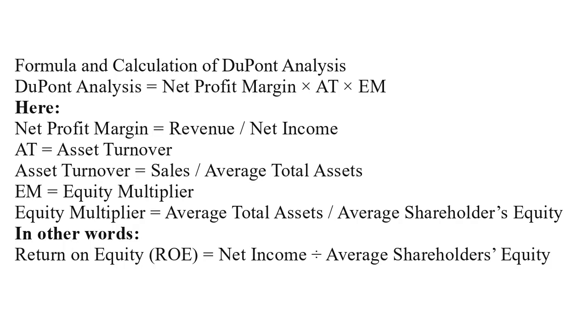AT refers to asset turnover. Asset turnover equals sales divided by average total assets. EM refers to equity multiplier. Equity multiplier equals average total assets divided by average shareholders equity. In other words, return on equity, that is ROE, equals net income divided by average shareholders equity.